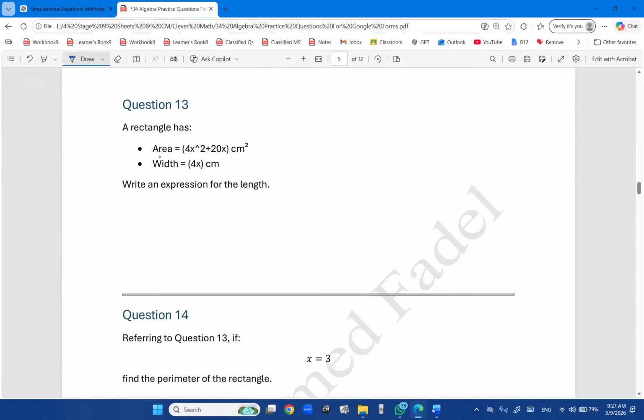A rectangle has area 4x to the power of 2 plus 20x, and width is 4x. Write an expression for the length of the rectangle. You should know that the length is the same as area over width. The area is 4x squared plus 20x over the width, which is 4x, equals. Now, how can I simplify?